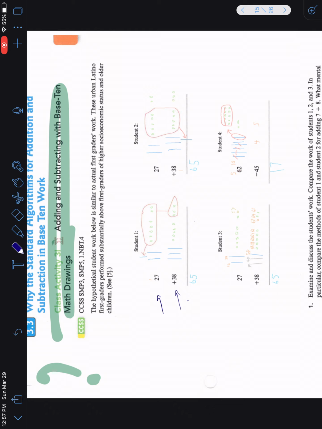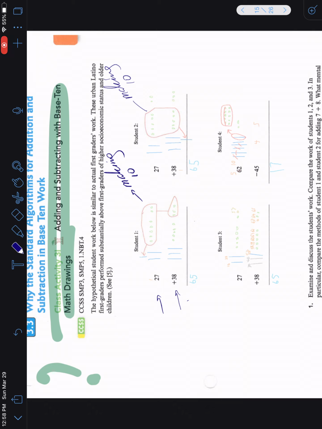Now, the second student was making 10, right? That student said, I have 7 plus 3 more is going to give me 10. Student number 2 is also making 10, so they modeled the 27 and 38 quite equally, but they're looking at 5 and 5, making 10 by using 5 and 5 to make the other rod. So that'll make it 65.